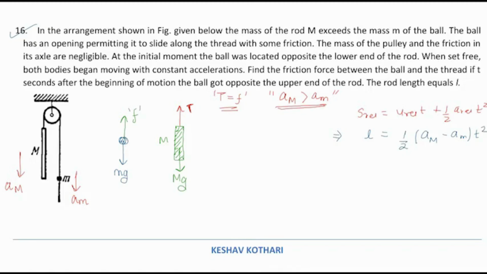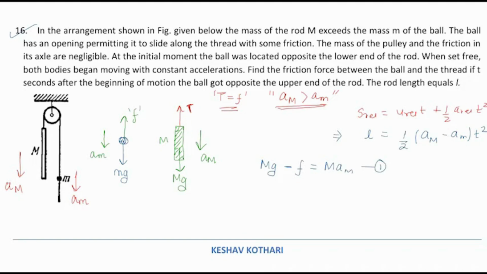Now the next thing is we apply Newton's law for both the masses individually. The acceleration of the mass small m is a small m and of the rod is a capital M. If we write Newton's law for them, for the rod, the weight Mg is acting in the downward direction, balanced by the frictional or tensional force, and it is equal to M into a capital M. So this is the first equation for the rod.